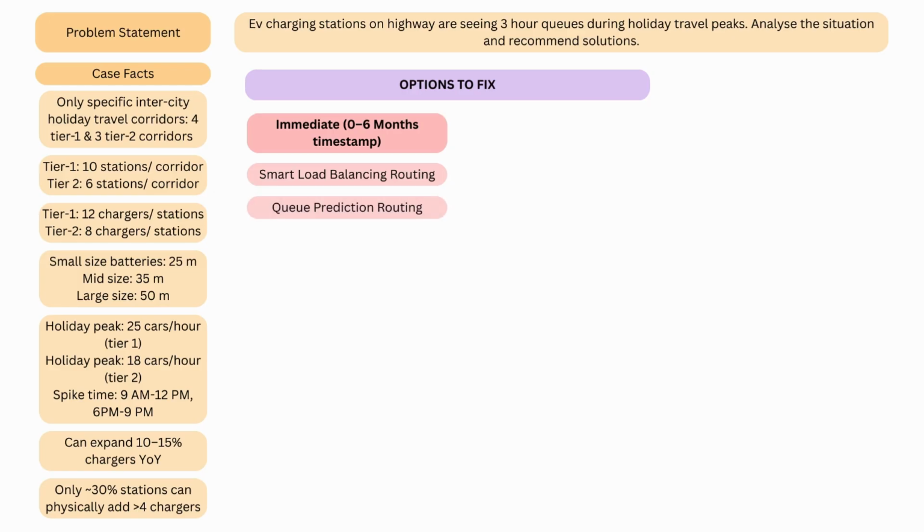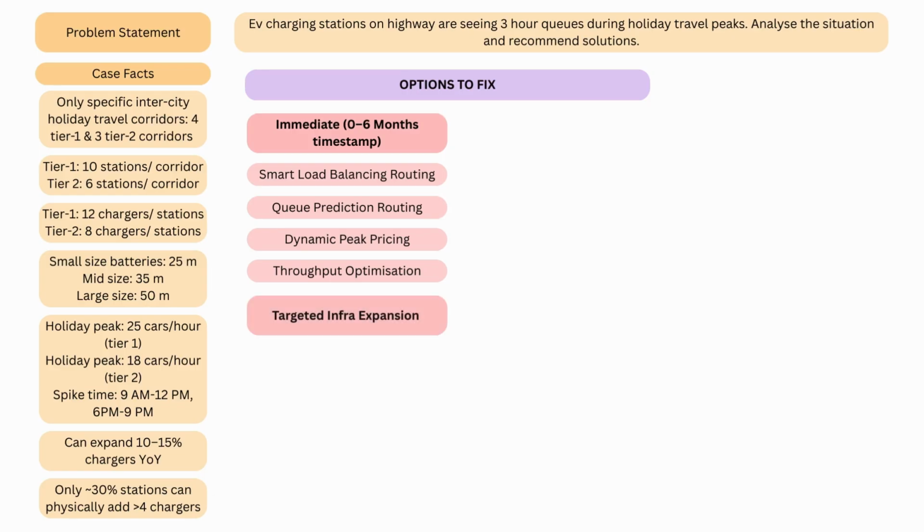Next is queue prediction routing. We do route suggestion based on arrival time and predicted wait, not current availability. This prevents demand surge waves. Next is dynamic peak pricing. Higher price at overloaded stations and lower price at underused ones. This redistributes the demand. Next is throughput optimization. This will give us a very high ROI. Idle penalties, 80% charge nudges, and faster payment plus plug flow. This is equivalent to adding 10 to 20% virtual capacity.